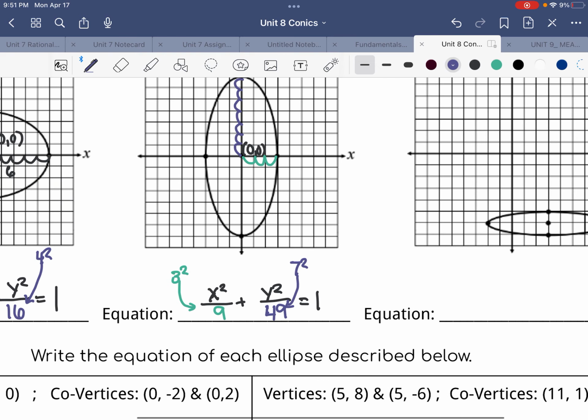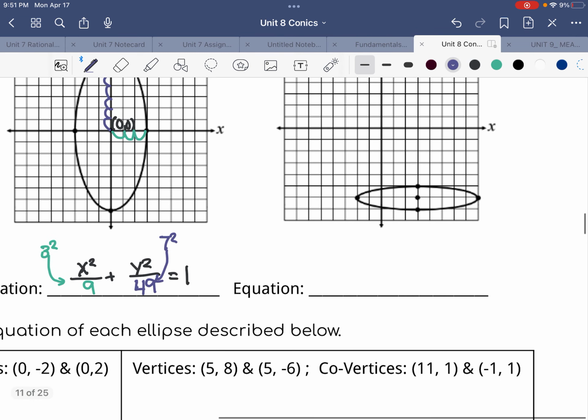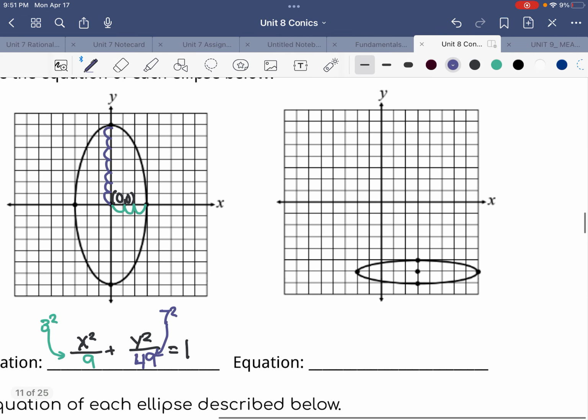Okay, we have one graph left. This one is not centered at 0, 0. In fact, it is centered over here. It is over 3 and down 1, 2, 3, 4, 5, 6. So 3, -6, which means you're going to have x minus 3 squared and y plus 6 squared.